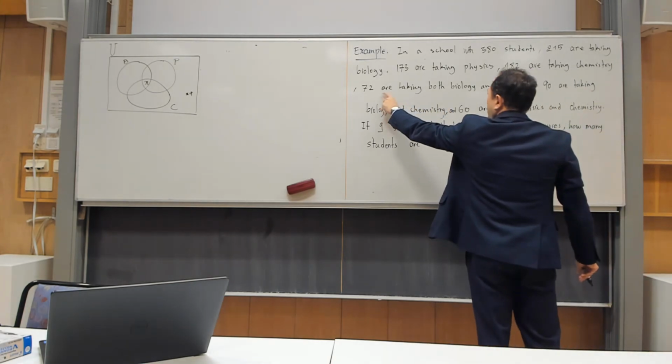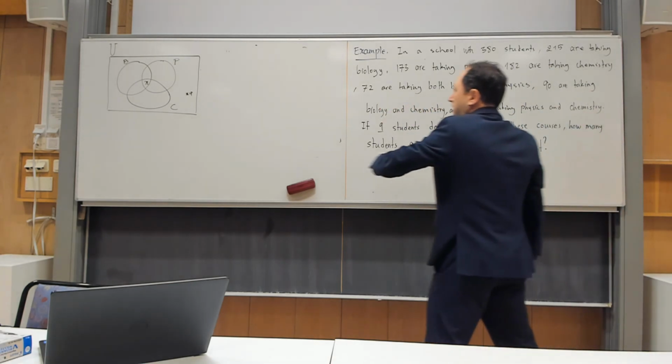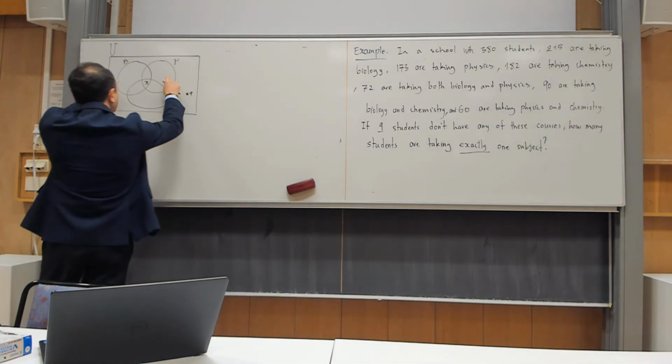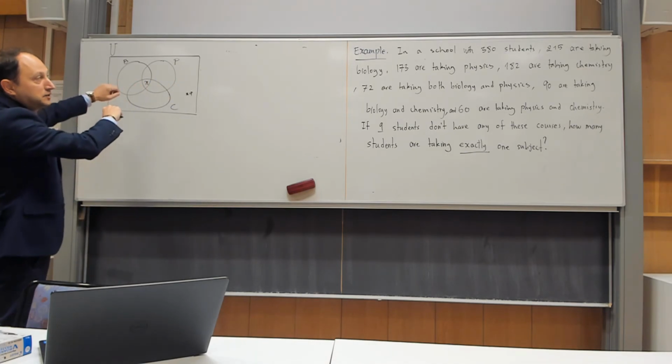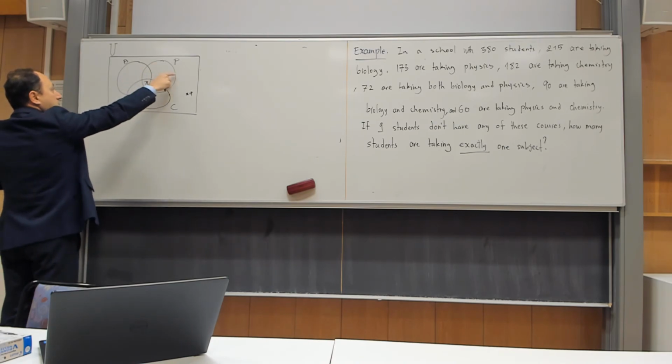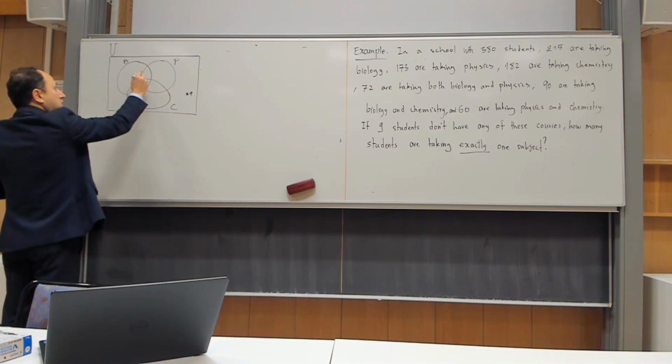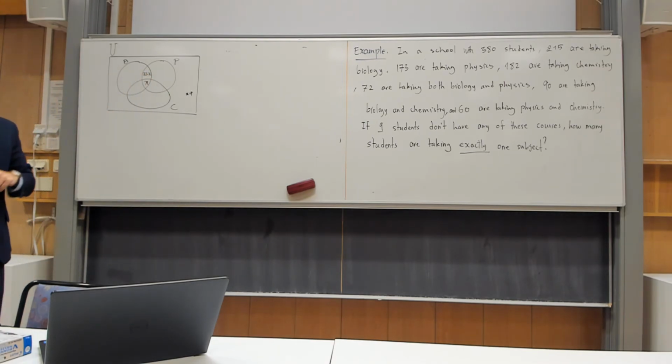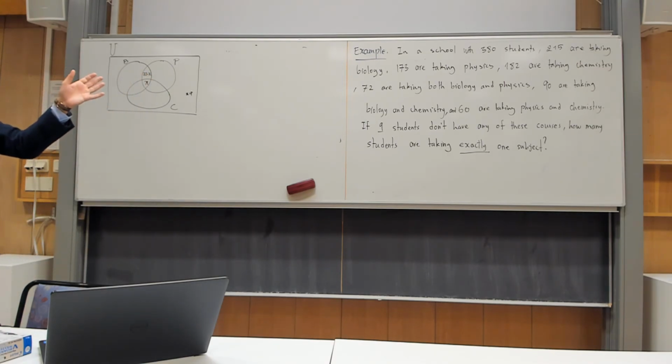So 72 are taking both biology and physics. So biology and physics is how many? 72, yes? Biology and physics is 72. X of them is here, so what is left for here is 72 minus x. Yes? Don't keep different letters. Of course, in principle you can, but it becomes very messy.